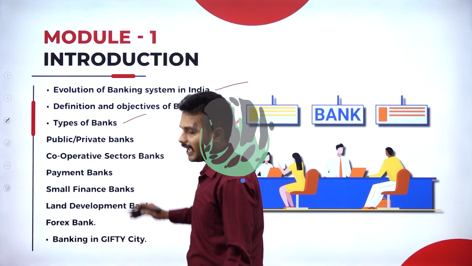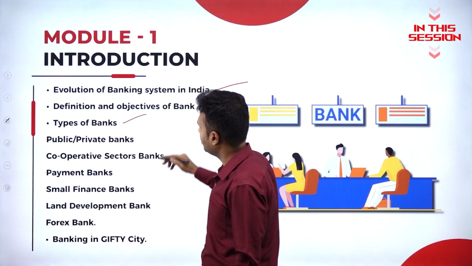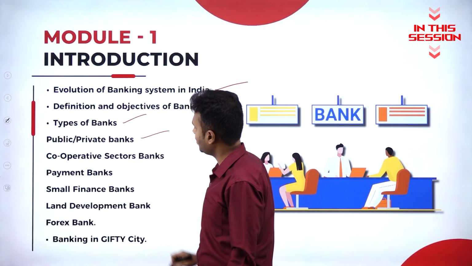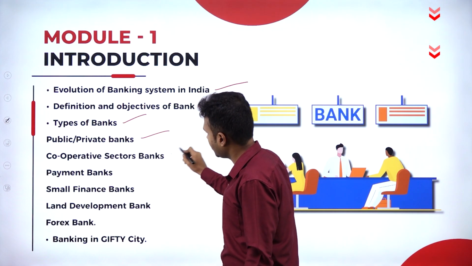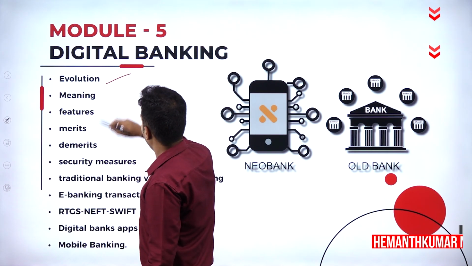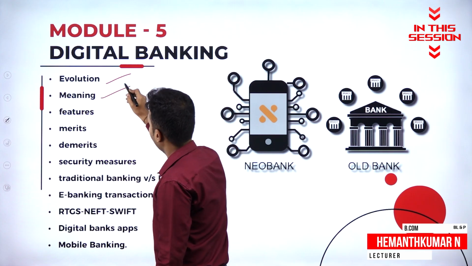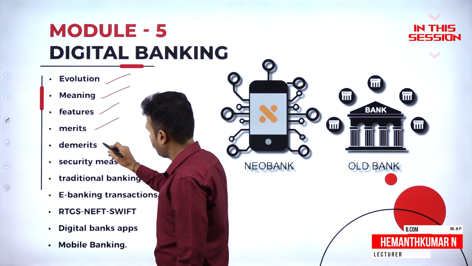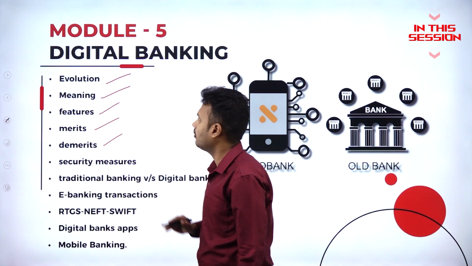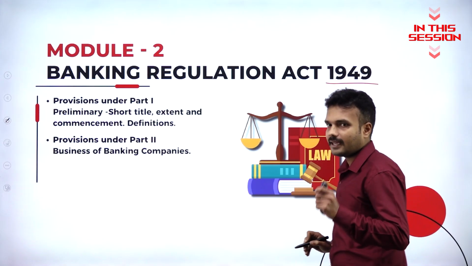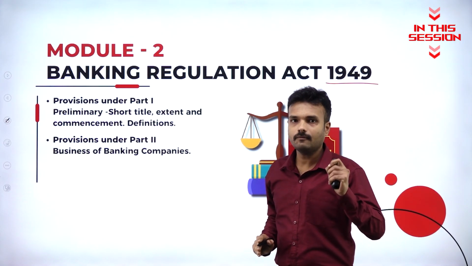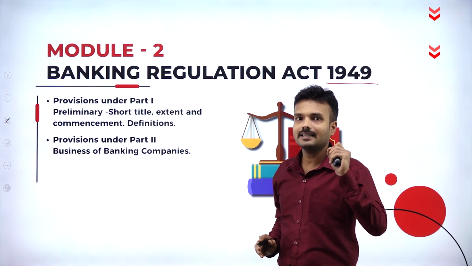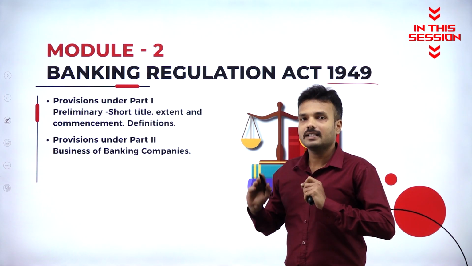Under the types of bank, there are various kinds of bank such as public and private sector banks, cooperative sector banks, evolution of digital banking, meaning of digital banking, features of digital banking, and merits and demerits of digital banking. The Banking Regulation Act 1949 was started on 16th March 1949.